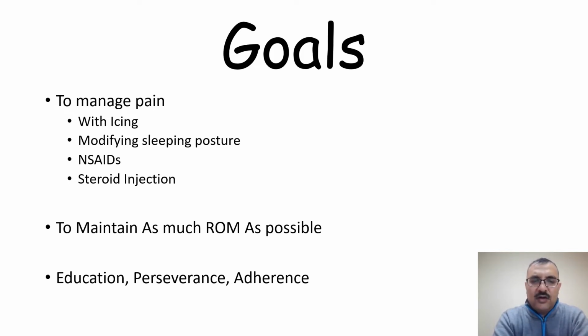The second very important goal is to maintain as much range of motion as possible during this phase. As this is a long-term condition, it is important to know and understand well what stages it goes through and how we can manage each stage. That will help with perseverance and adherence to the treatment plan.